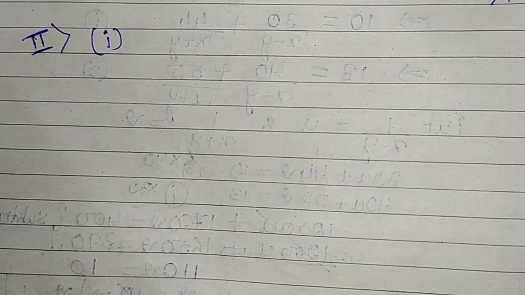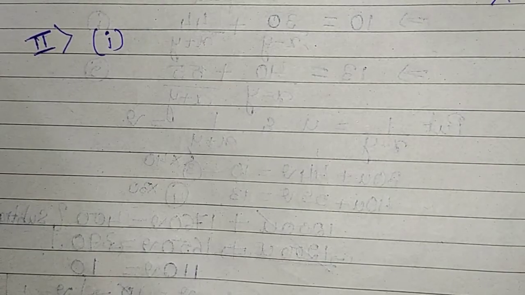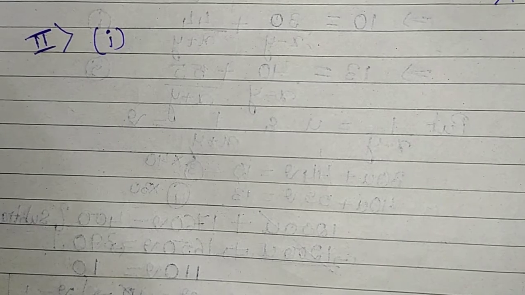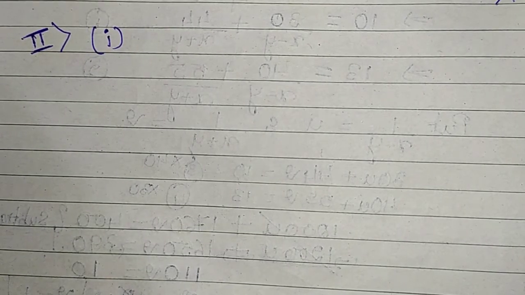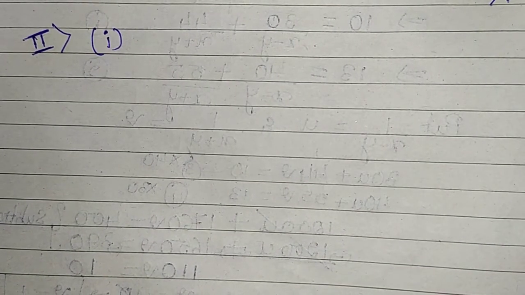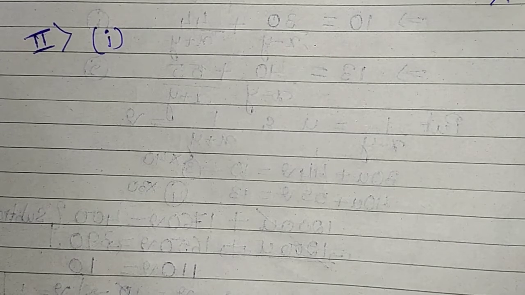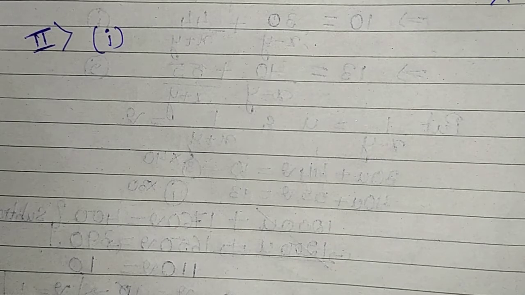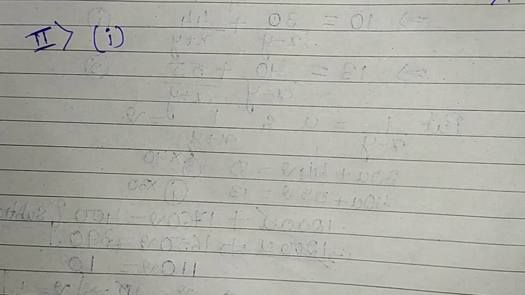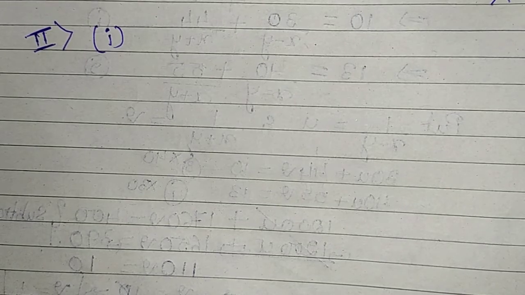So in the second main of exercise 3.6, they have given you: formulate the following problems as a pair of equations and hence find the solutions. They have given you some situations and you are supposed to represent them algebraically, then find the solutions. So in the first question, Ritu can row downstream 20 km in 2 hours and upstream 4 km in 2 hours. Find her speed of rowing in still water and the speed of the current.